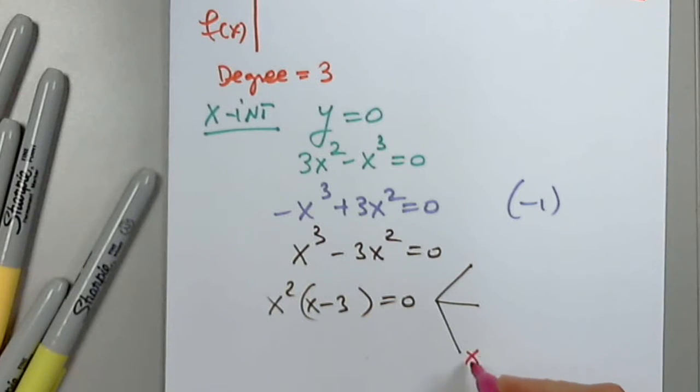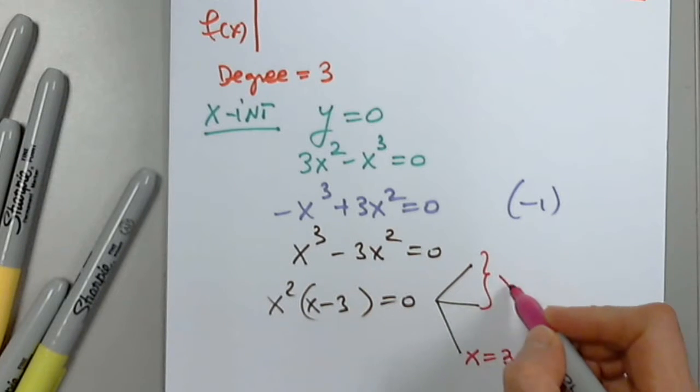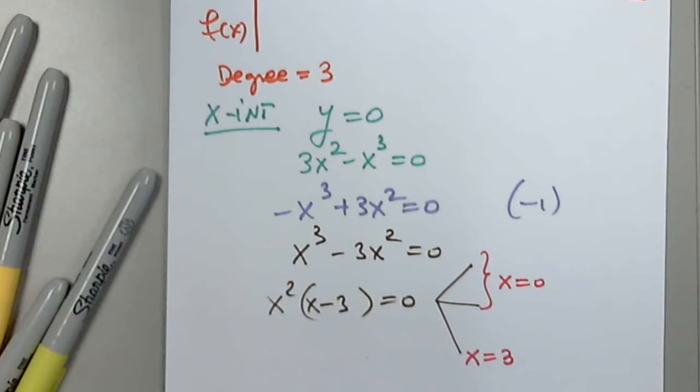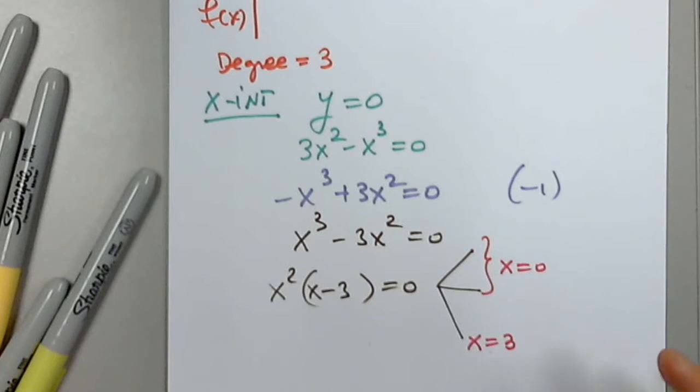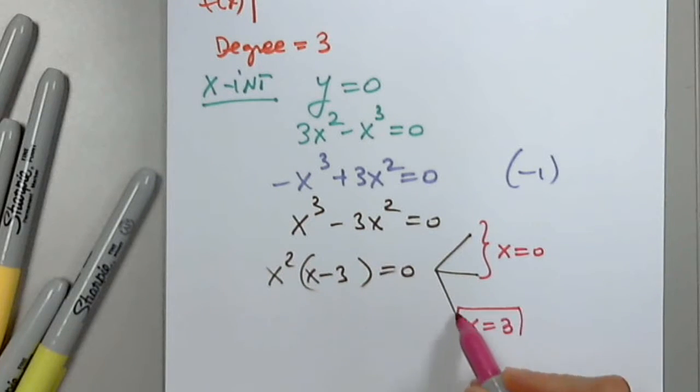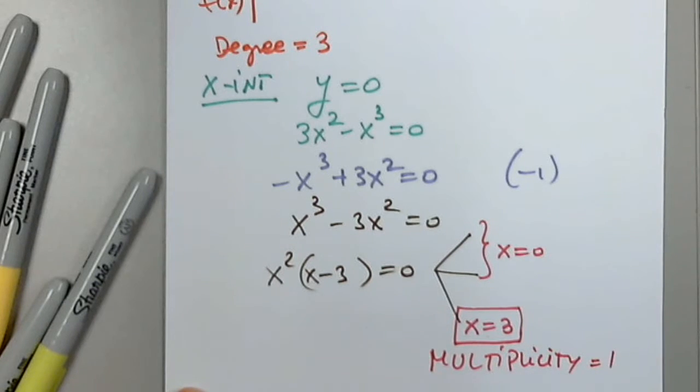3. Yes? How many times? Twice. Because x squared means x times x. So there are 2 solutions, x equals 0. And 1 solution, x equals 3. Very good. This is what we call multiplicity. How many times does x equals 3 appear as a solution? So we say multiplicity 1.